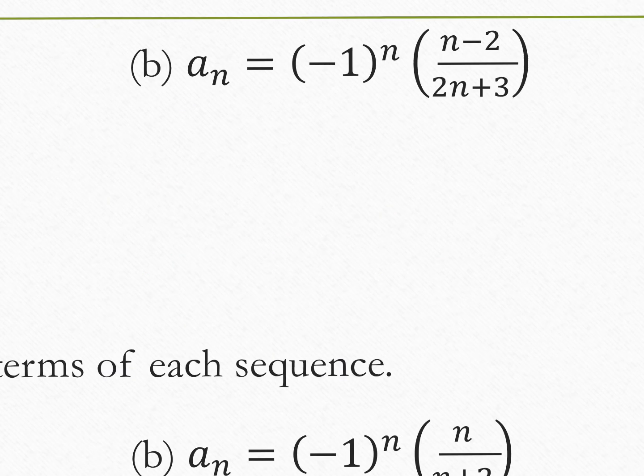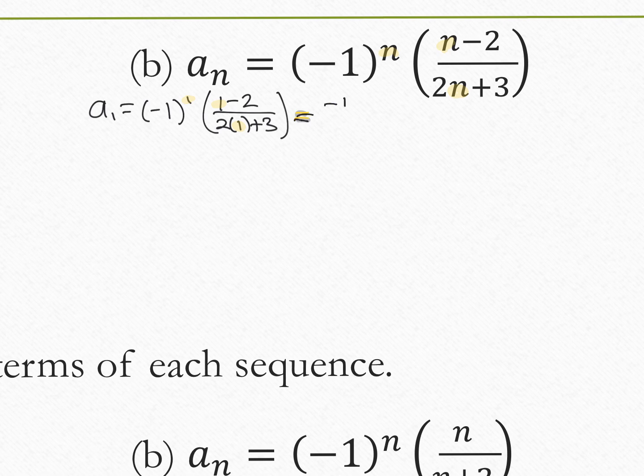Now let's try B. So our first term, negative 1 to the first times 1 minus 2 over 2 times 1 plus 3. So we just replaced all the n's with a 1. And now we're going to simplify. Negative 1 to the first power is negative 1 times 1 minus 2, negative 1 over 5 for 2 times 1 plus 3. This ends up giving us positive 1/5.